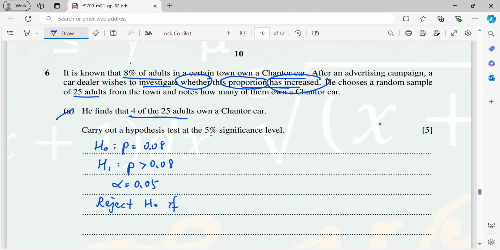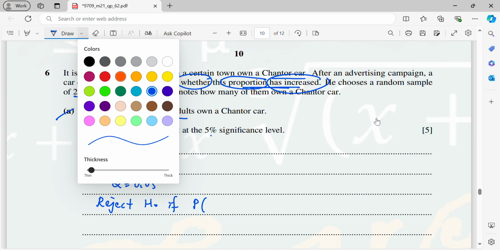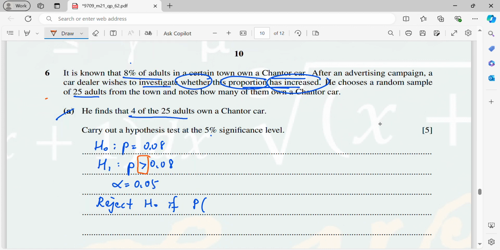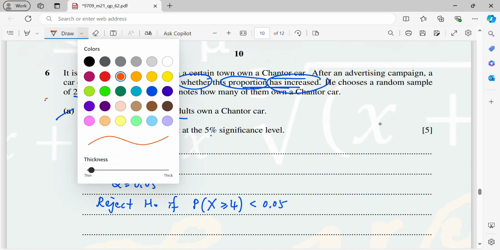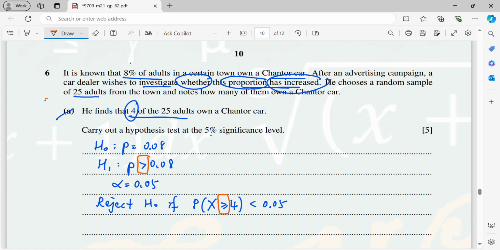if, since we are solving this using the binomial distribution later on, because it is the number of adults, right? It is discrete. Now look at the H1. Okay, when you look at the H1 over here, it's greater than. Therefore, for your rejection criteria, it should be probability of X greater than or equal to 4 is less than the alpha value. Because of greater than, therefore, here is greater than. So it follows the inequality sign in your H1.